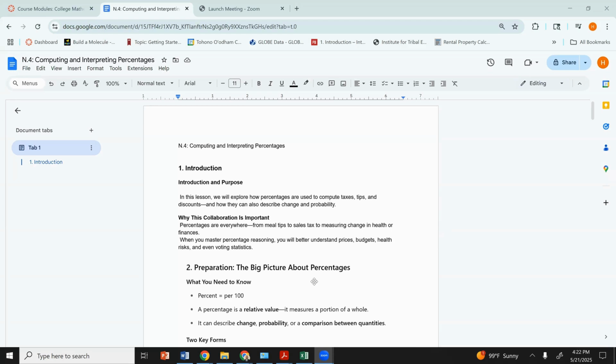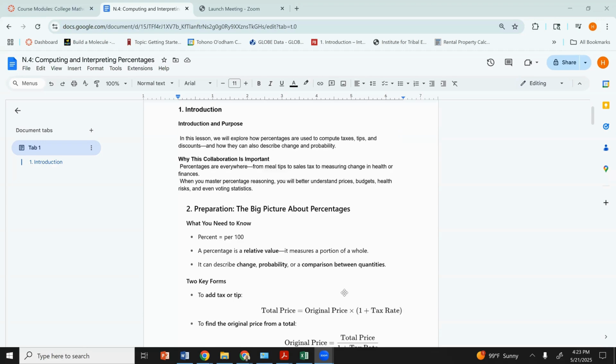So preparation, the big picture about percentages. What do we need to know? Basically, a percentage is per 100, okay? So it's like parts per 100. If I say 1%, that means 1 out of 100, okay? So it's per 100. 1% is 1 per 100, 1 out of 100.